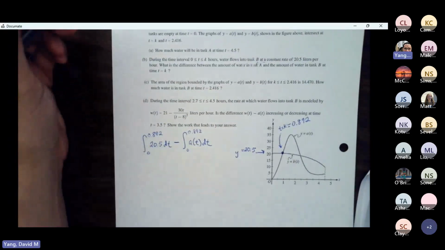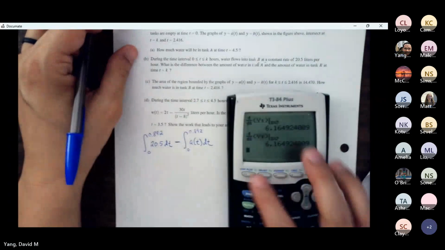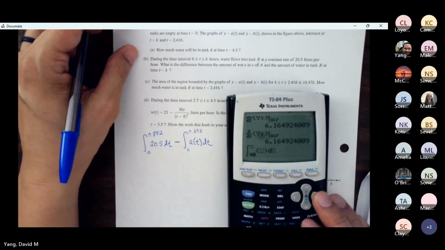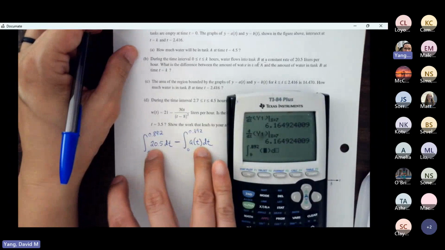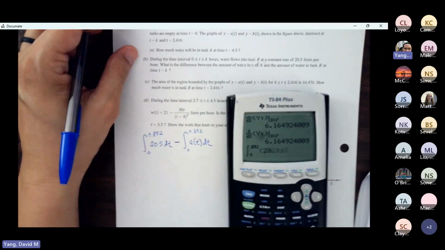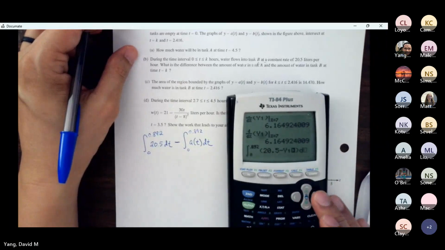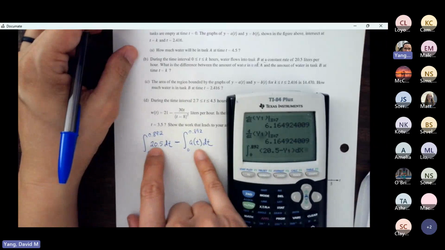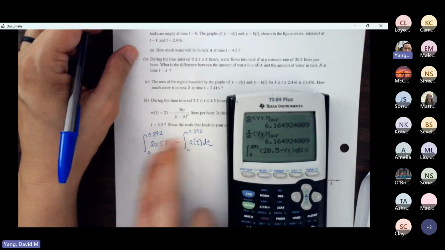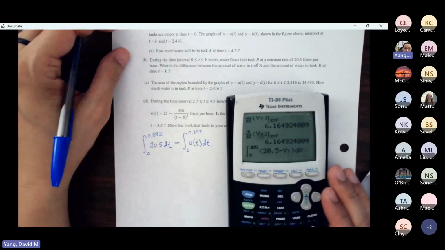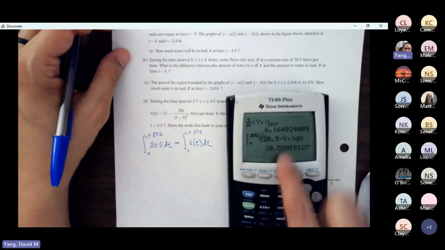Okay, so if I subtract those two, now, because they share the same bounds, I can just enter all this under one integral if I wanted to. So I can say 20.5, which is my integral for B of t, minus A of t. A of t, I have it stored under y1. I just wrote it out separately to make it easier for us to see the distinction between the two tanks. But they share the same bounds, so I can just put it all under one.